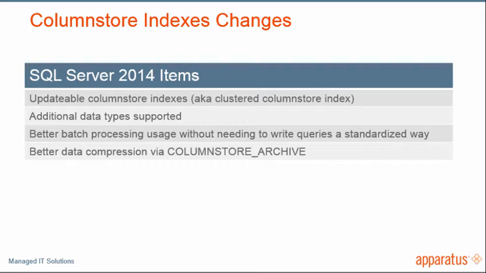So what's new in 2014? Most notably here is the updatable column store index, also referred to as the clustered column store index. Additional data types are supported. Probably the 2 notable ones in SQL 2012 were numeric and decimal; large numerics and decimals you actually could not include within this index. Also getting a lot better batch processing, so Microsoft did a number of things to refactor how the query engine operates against your column store indexes. You used to have to write it a very specific, standardized way to really take advantage of the column store. They've done a number of things to make that more inherent.